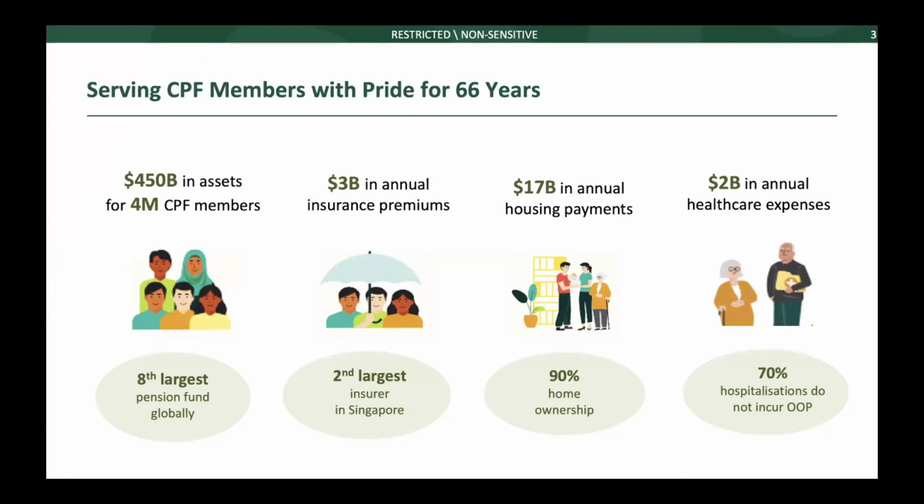Like earlier on, I talked about the fact that we are a very comprehensive social security system. Through CPF, we have achieved 90% home ownership, and on an annual basis, we pay out 17 billion in housing payments. And when it comes to healthcare, because of the comprehensiveness of the scheme, 70% of hospitalizations do not incur out-of-pocket expenses. In terms of how much is being paid out, it's about 2 billion a year.